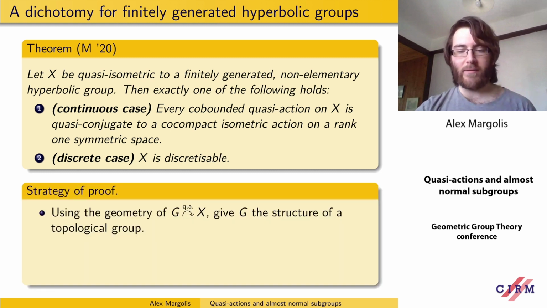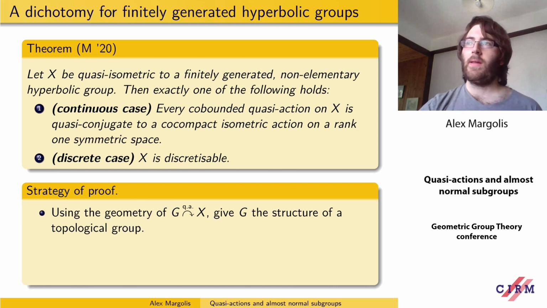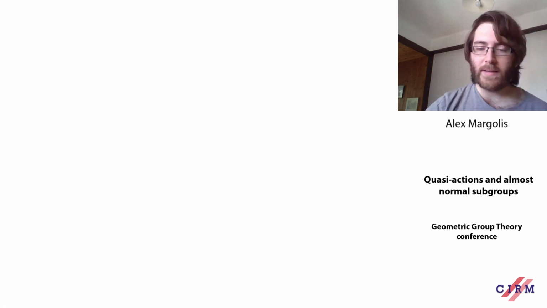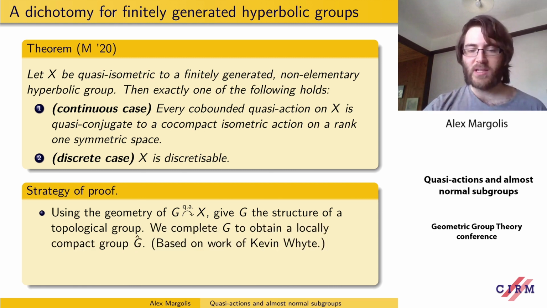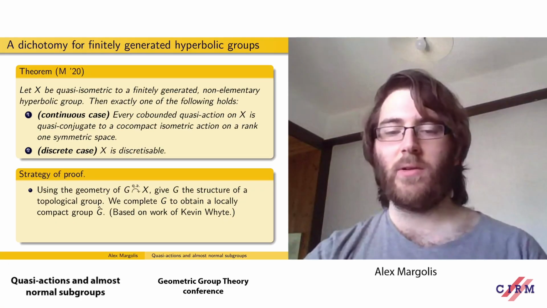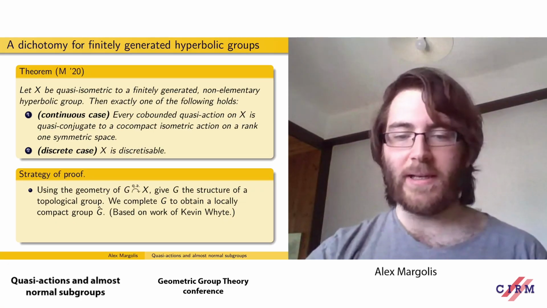And I'm not going to prove this theorem, but I'm going to indicate some of the key steps in doing this. So using the geometry of this quasi-action, we give G the structure of a topological group. This is based on work of Kevin White. And this topological group, a priori, won't be locally compact. It may not even be Hausdorff, but you can quotient out by something to make it Hausdorff. And then you can complete it to a locally compact group. And this is all done by Kevin White, essentially.